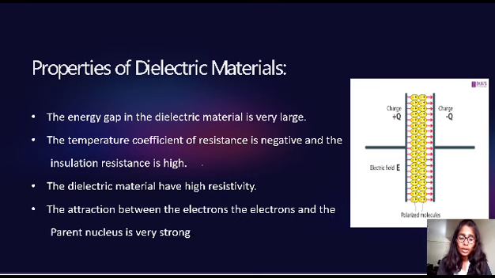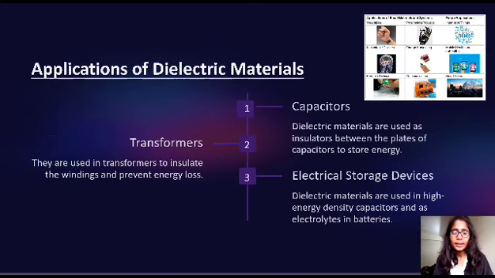The dielectric constant is the ratio of the capacitance of a capacitor filled with the given material to the capacitance of an identical capacitor in vacuum without the dielectric material. For dielectric materials, the capacitance is very high, equal to the ratio of the capacitances. Let us learn about applications of dielectric materials.